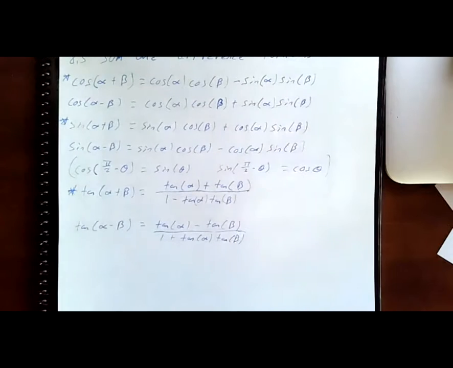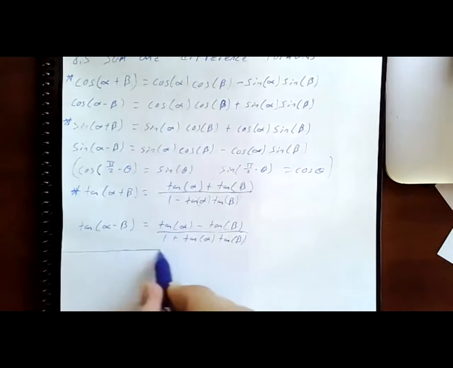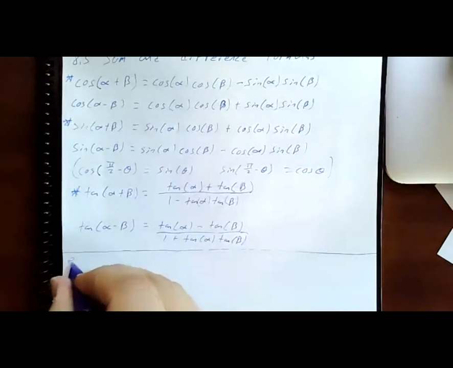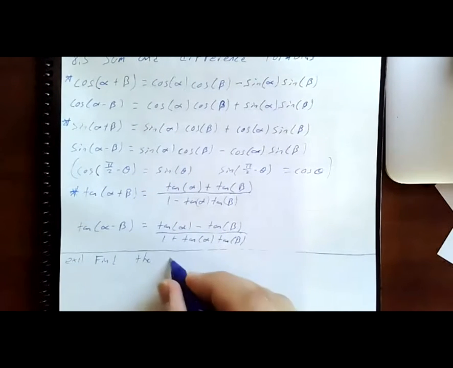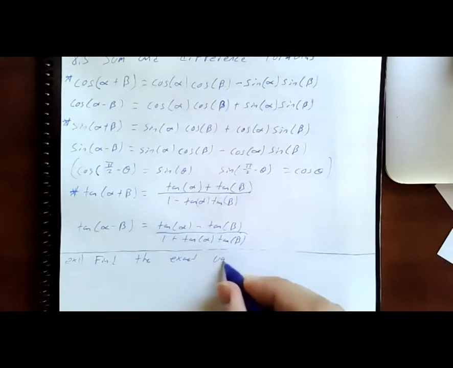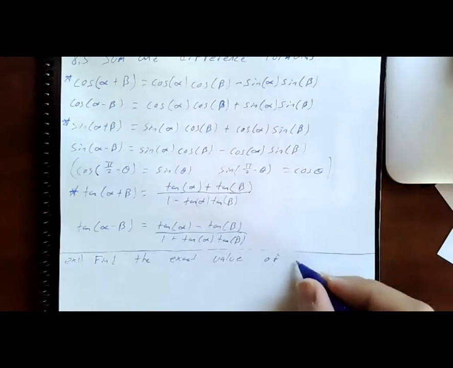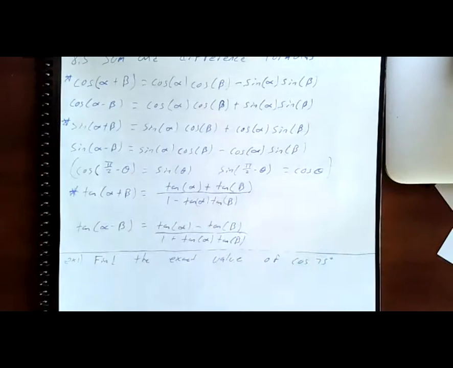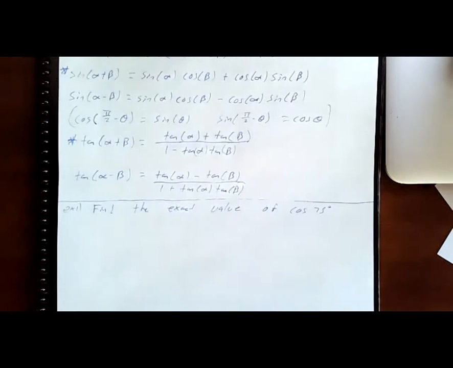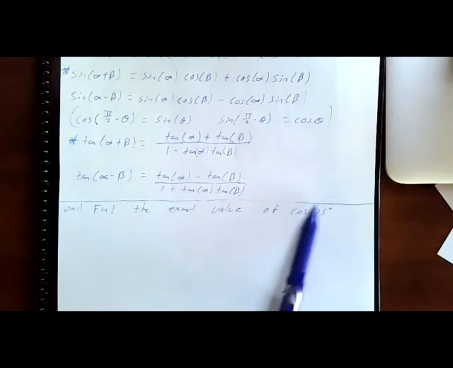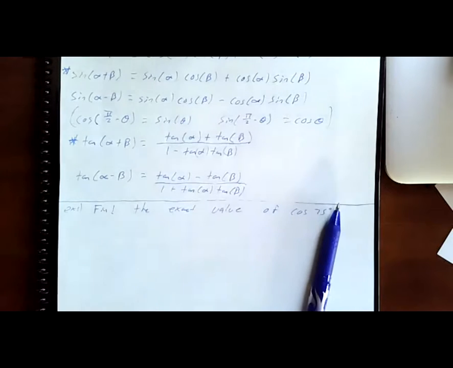So the homework will start like this. Find the exact value of cosine 75 degrees. You've got to notice there are two angles that exist on the circle that we can split this into, right? Which two angles can I break 75 into that are on the circle?